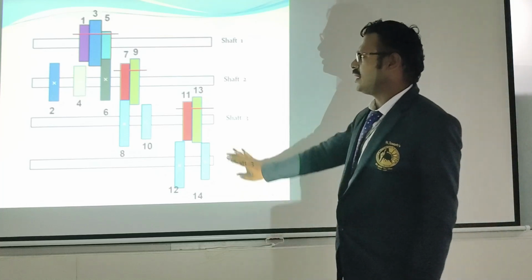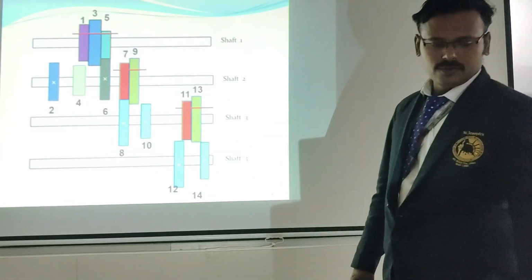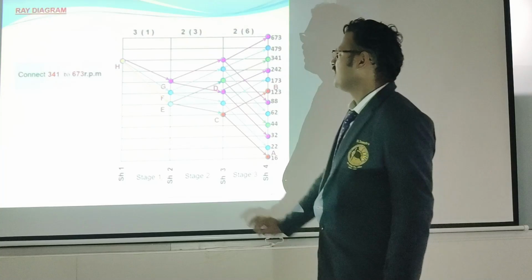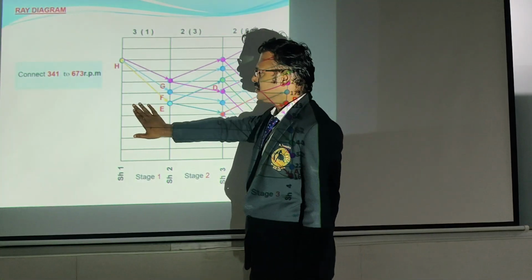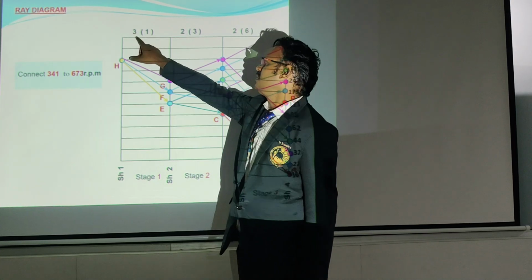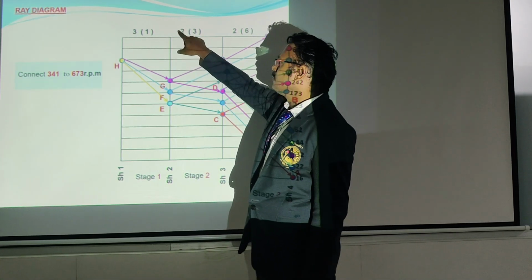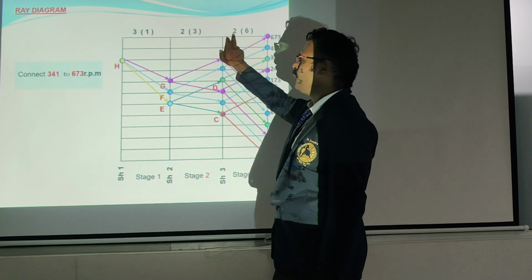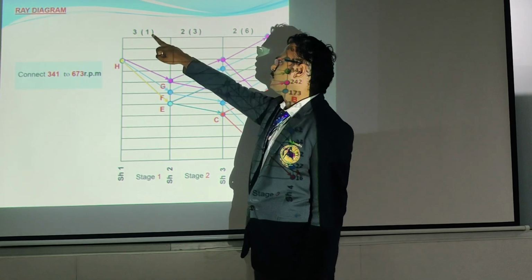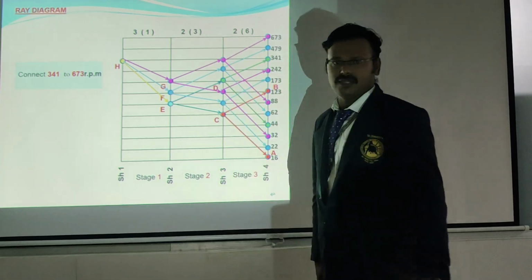So it is the kinematic diagram. Already we know that the structural formula is 3 into 2 into 2. In the first stage, 3 gears should be there. In the second stage, 2 gears should be there. In the third stage, 2 gears should be there. Then only 3 into 2 into 2. So 3 2s are 6, 6 2s are 12 will be there.